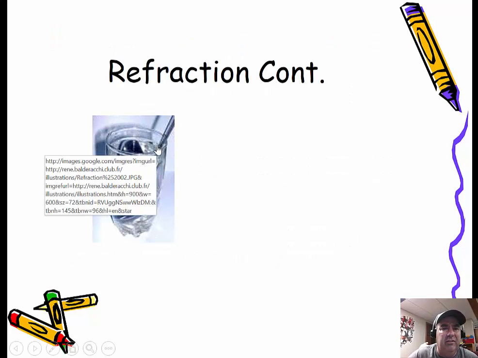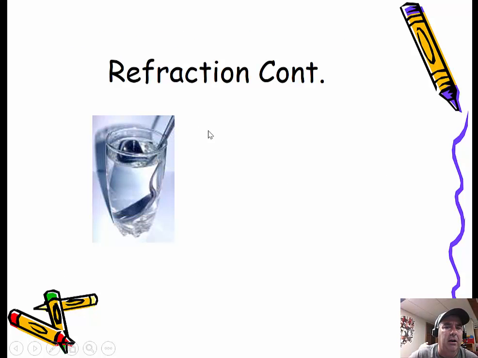So when we stick this spoon in, you can see the spoon handle up here is going to be in air. But down here, the spoon is going to be in the water. So it appears that the spoon ends up being broken there to there where it connects.